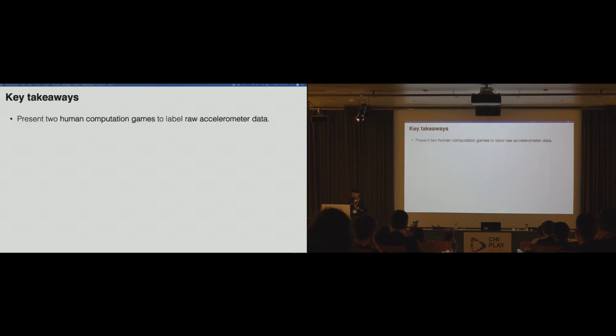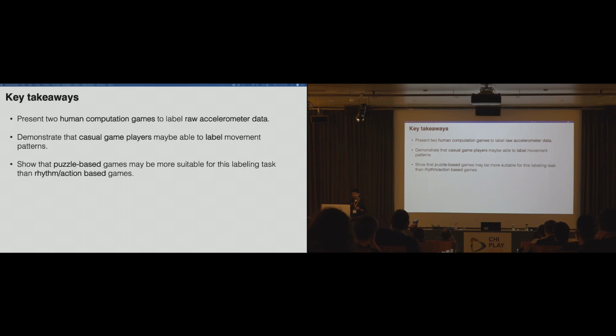So in this paper, we are presenting two human computation games to crowdsource raw data annotation. We demonstrate that casual game players may be able to label movement patterns in the raw sensor data. We show that puzzle-based games may be more suitable for this kind of labeling task than more rhythm or action-based games. And finally, we discuss some opportunities for algorithms, players, and experts to come together and collaborate on labeling large-scale accelerometer data sets for health surveillance studies.